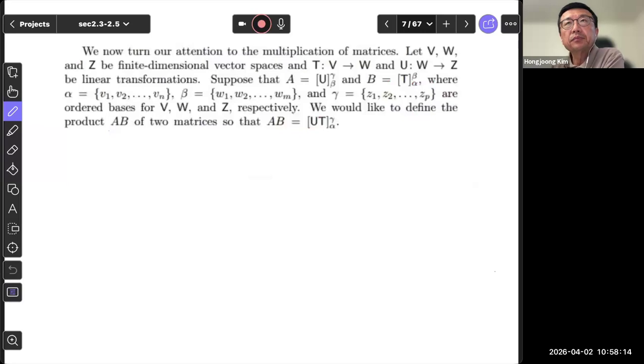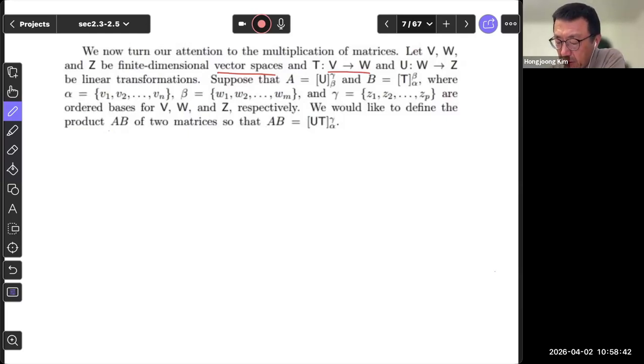Now, suppose that V, W, Z are finite dimensional vector spaces, and T is a linear mapping from V to W, and U is a linear mapping from W to Z, and these T and U are linear transformations. Then moments ago, I showed that their composite is another linear transformation.